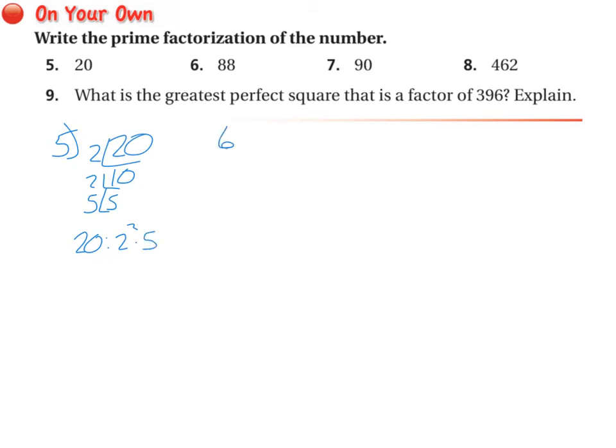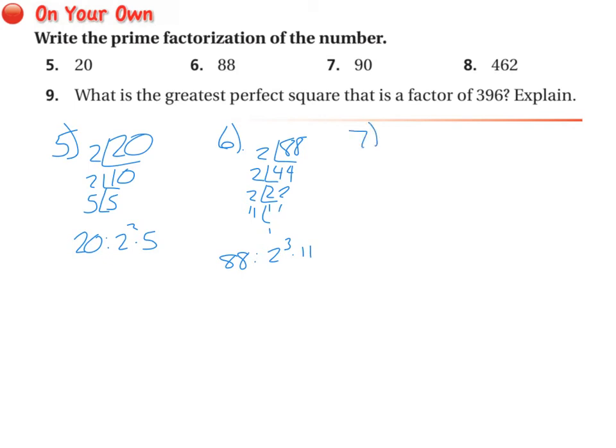Number 6 with 88, again, we look to use the smallest primes first. We break it down and get 44. We break that down again and get 22. We break it down again and get 11. 11 is a prime number. So for 88, when I break it down, we get 2 to the 3rd times 11, or you could put 2 times 2 times 2 times 11.